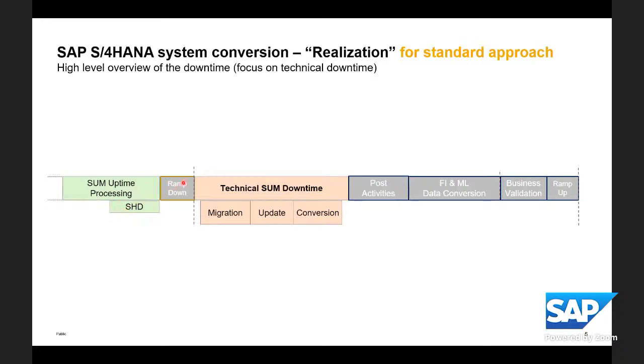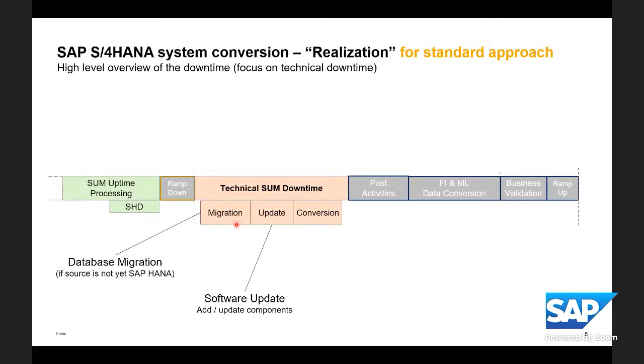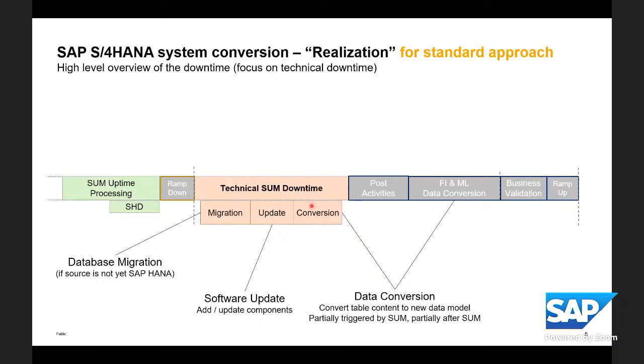Then we have the move to downtime, where the software update manager has technical downtime, where migration is executed if required. That means if the source system is not yet on SAP HANA database, the software update manager will execute the database migration. Then we have the actual update, so applying new software components or updating existing components and doing some data conversions if required. Data conversion are split here between the software update manager and activities that are to be executed after the software update manager. Now, data conversion as a part of the system conversion overall.